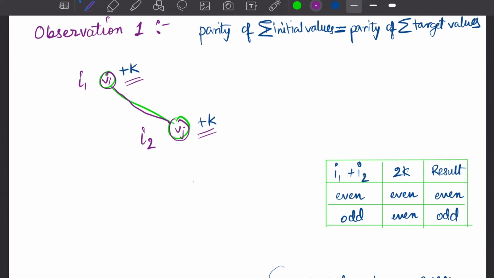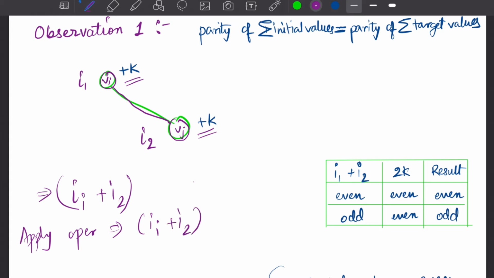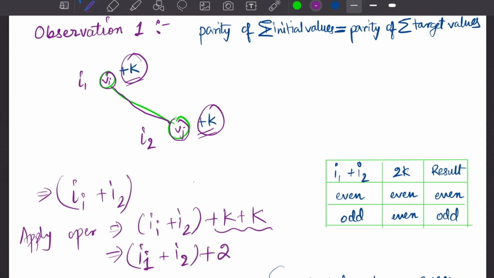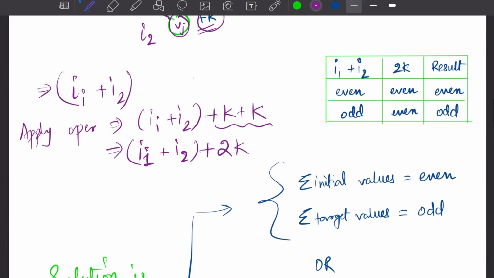Let's see. Initially I have some i1 and i2, and as I apply the operation, what do I get? I get i1 plus i2 plus these 2 k values that I have already added. So I have to add these k values to both the nodes, so this is the final result that I get. So what is this? i1 plus i2 plus twice of k. Notice that this value is always even because this is a multiple of 2.